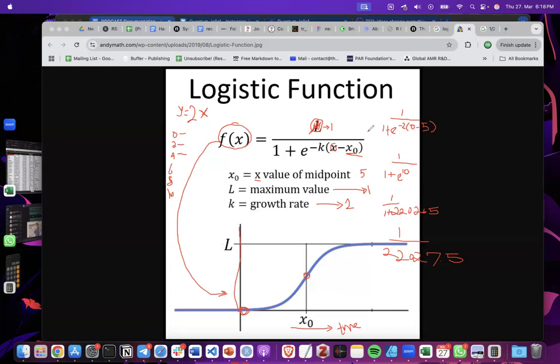Does it make sense? Yes, sir, it does. Perfect. Any other person confused about this one?